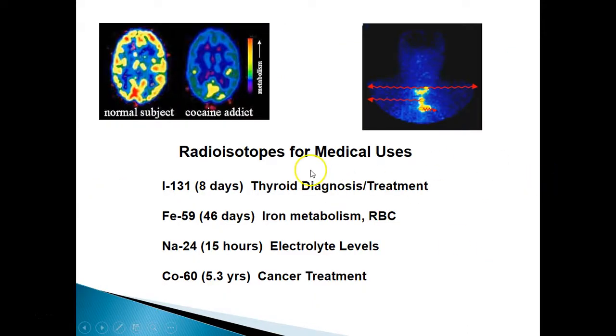Other medical uses for radioisotopes: iodine-131 with a half-life of 8 days is used to treat and diagnose thyroid conditions. They use iodine-131 because of its short half-life. But it's so radioactive that when people are given this treatment, they have to be quarantined because they're basically walking around being all radioactive. Iron-59 is used to determine iron metabolism and red blood cell count. Sodium-24 is used to test electrolyte levels in people. And cobalt-60, in addition to being used to disinfect fruit, is also used for cancer treatment.